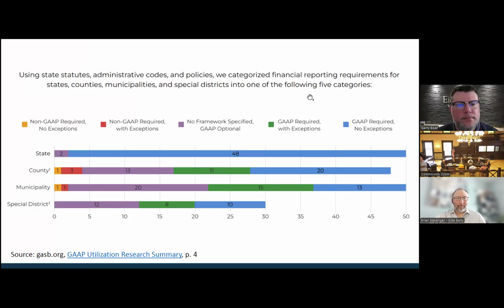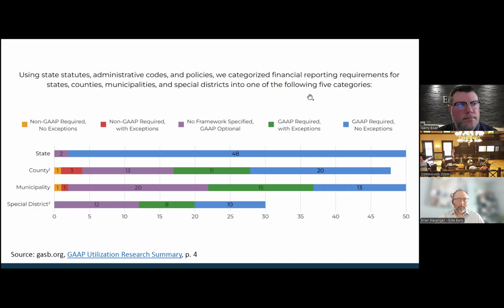This slide details the results from the first objective from the study. They found that 48 of 58 states have a GAAP requirement, but all 50 states do utilize GAAP. The study revealed that while all 50 states do utilize GAAP, GAAP is less commonly prescribed as a financial reporting framework for counties, cities, and special districts than it is for states.